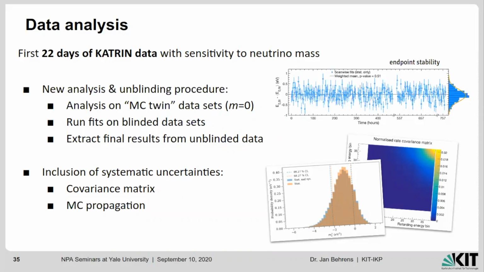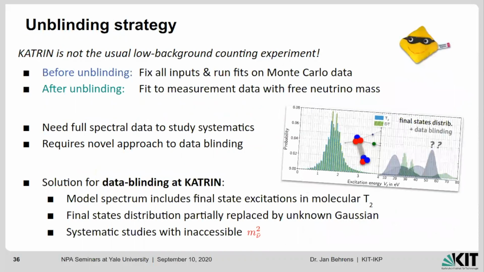For the unblinding, just a few notes. KATRIN is not the usual low background counting experiment where we can just blind a certain part of the spectrum and then remove the filter to access the whole spectrum, because we also need the whole spectrum to investigate our systematics. So what we do instead is we apply blinding to the final states distribution.